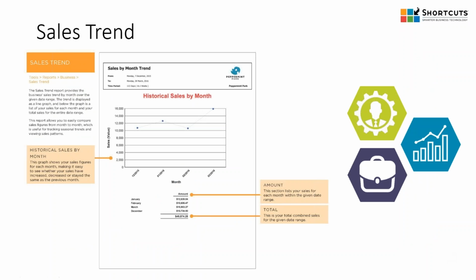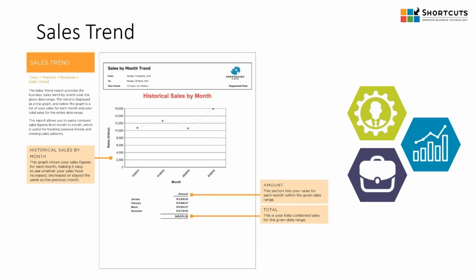So, was this month's revenue higher than the last few months? We can look at the sales trend report. Again, this is under the business category, and we've given you a definition of this report as well. I can run this for any time period that I like.